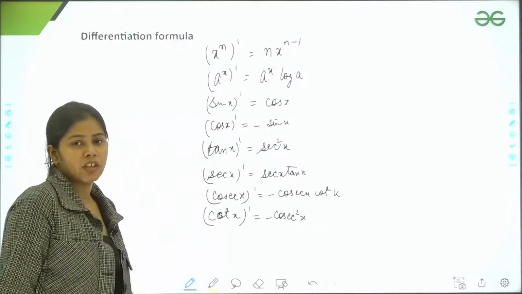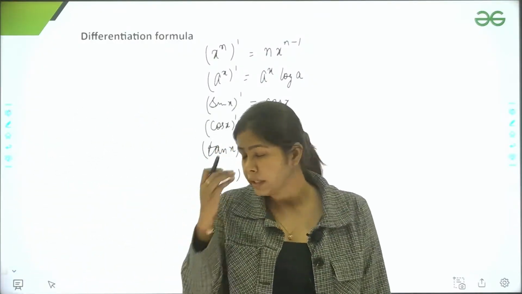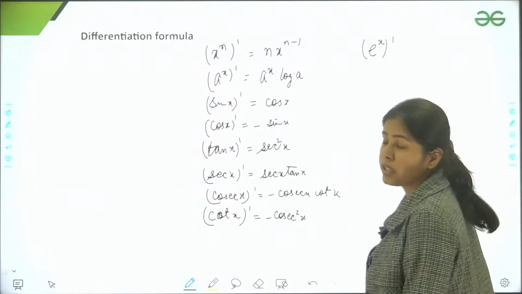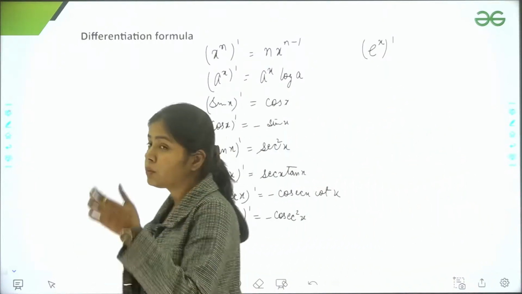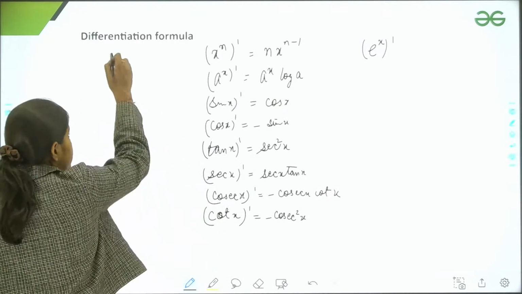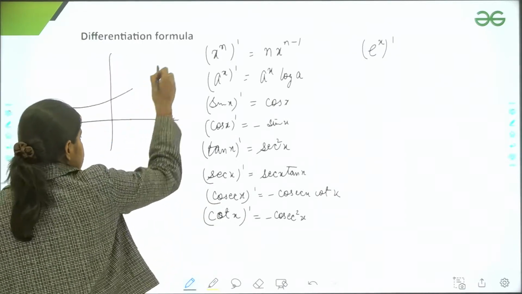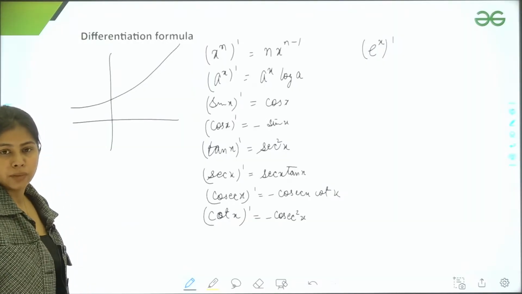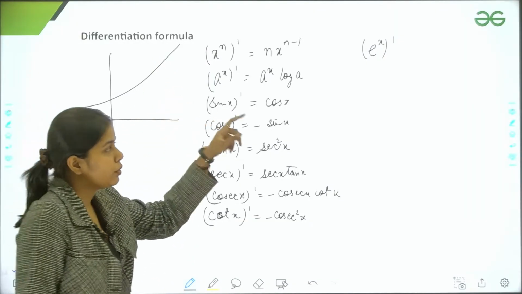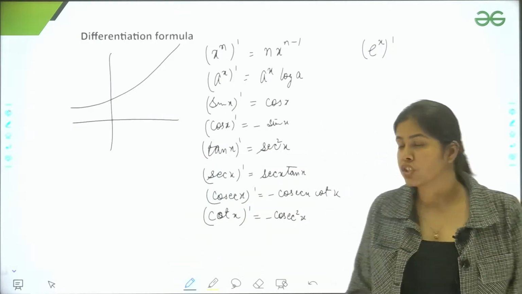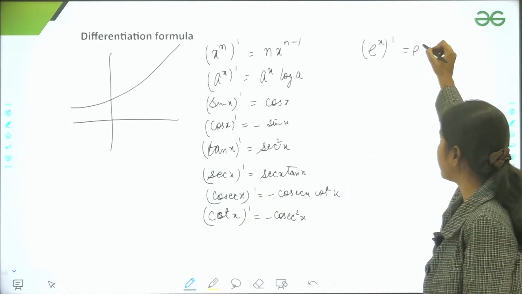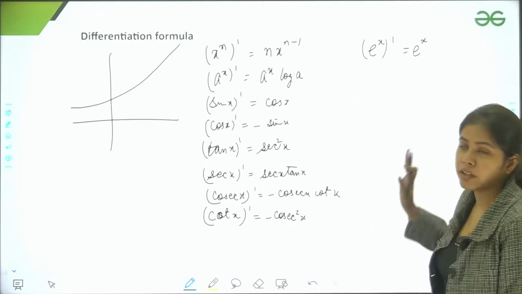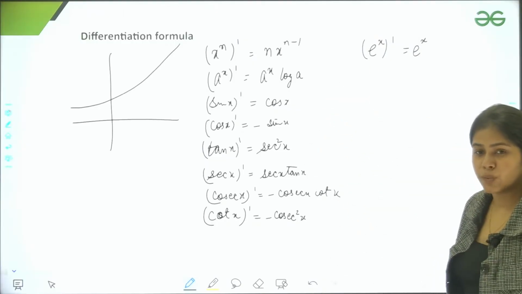Just remember these differentiation formulas, because there is one another function, that is e to the power x. So guys, do you know what is e to the power x function? E to the power x is my exponential function, and the graph for this function is something like that. E is what, 2.7 something value, right? So this is a graph of e to the power x. If I talk about differentiation of e to the power x, this is e to the power x. And all these functions are differentiable. That's why we are able to find out differentiation of all those functions.